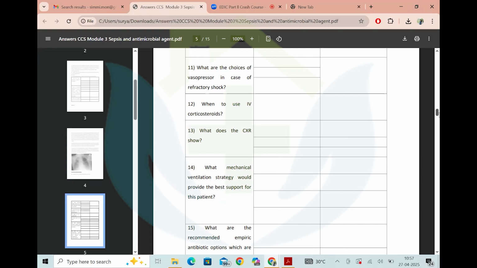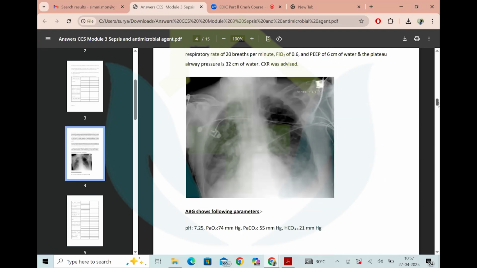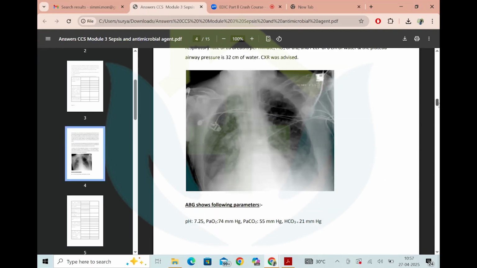What does this chest X-ray show? It shows bilateral costophrenic angle blunting, probably bilateral minimal pleural effusion. Some amount of pleural effusion, possible, yes. Increased B lines in the bases of the lungs. Yeah, so there is probably some amount of fluid overload also.